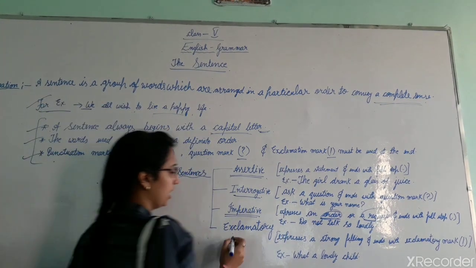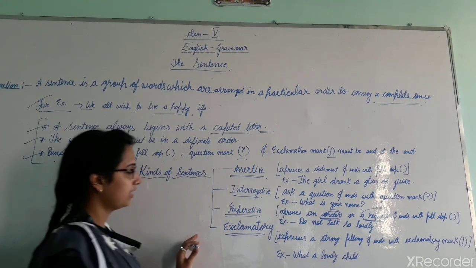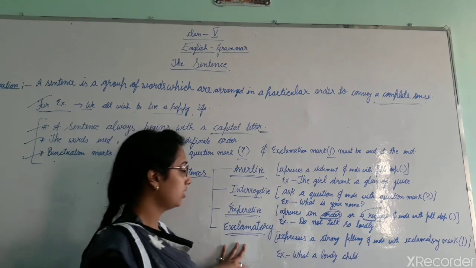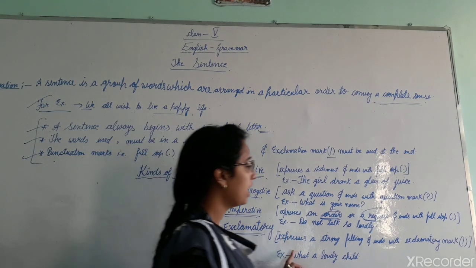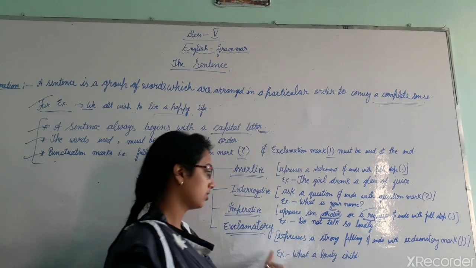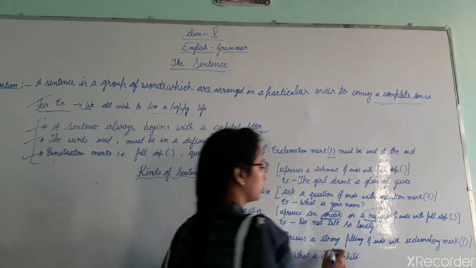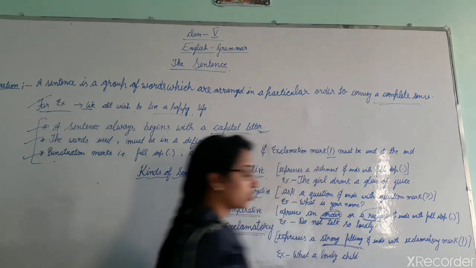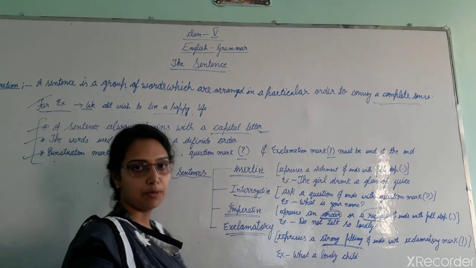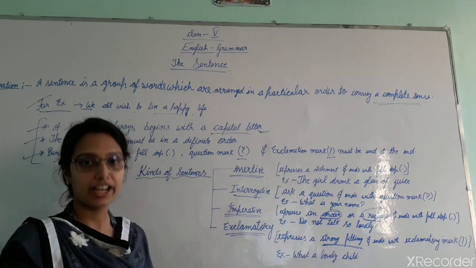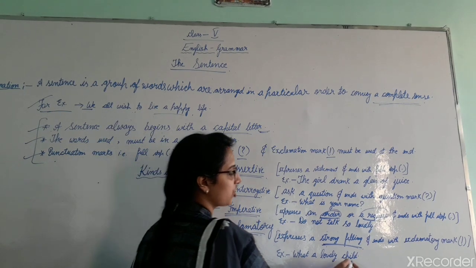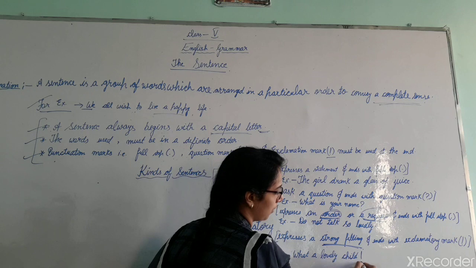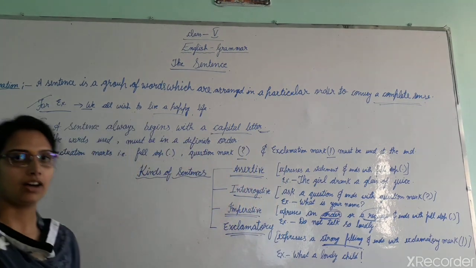And lastly, exclamatory sentences. Exclamatory sentences are those sentences which express a strong feeling and end with exclamation marks, which express strong feelings like happiness, sadness, excitement, etc. For example, what a lovely child! And at last we have to apply exclamation marks.